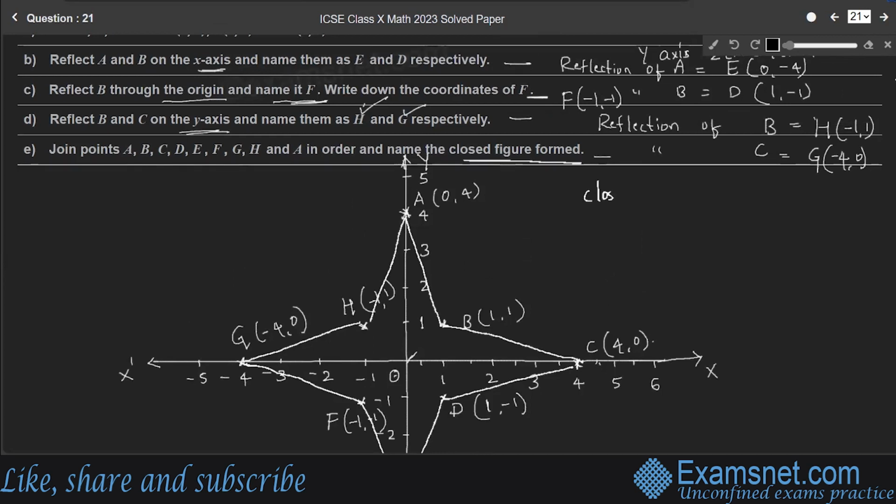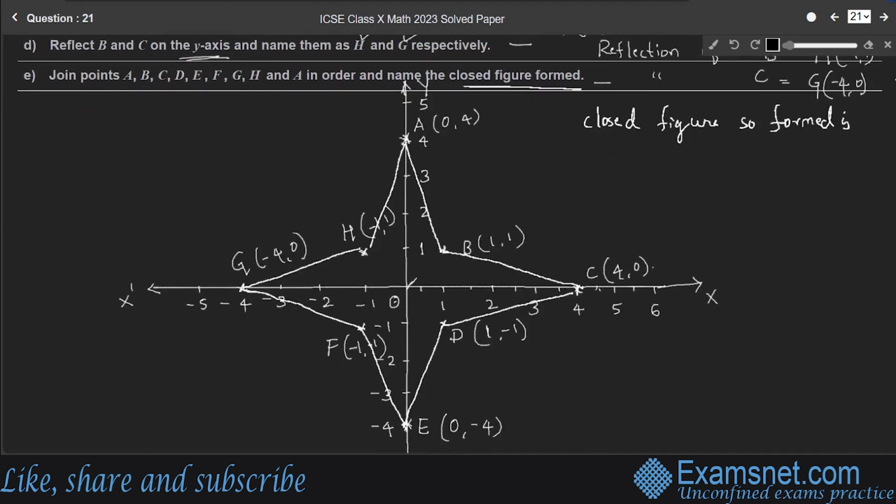Therefore, the closed figure so formed, so it has how many sides? 1, 2, 3, 4, 5, 6, 7, 8 sides. So the closed figure which has 8 sides is called an octagon. So the closed figure so formed is an octagon. Right? Octagon. O-C-T-A-G-O-N.